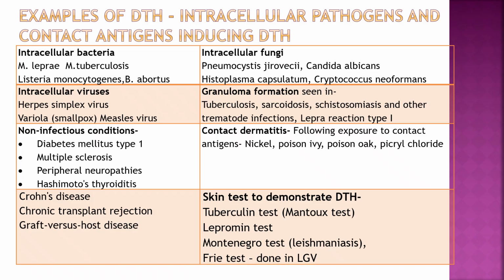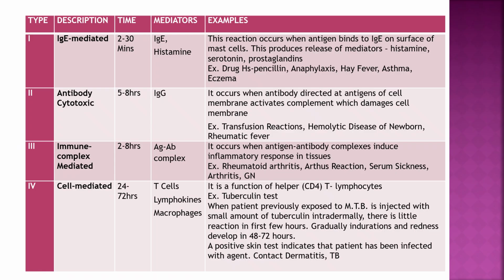To summarize hypersensitivity reactions, there are mainly two types, immediate and delayed. Immediate are types 1, 2, 3, and delayed is type 4. Type 1 is IgE mediated, occurring within 2 to 30 minutes, and mediators are IgE and histamine. This reaction occurs when antigen binds to IgE on the surface of mast cells. This produces release of mediators: histamine, serotonin, prostaglandins. Examples: drug hypersensitivity, that is penicillin, anaphylaxis, hay fever, asthma, eczema.